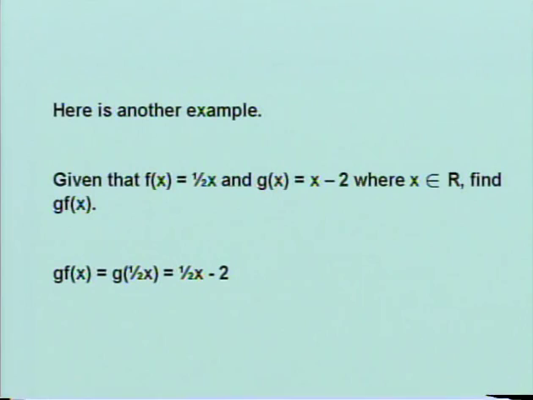Here is another example. Given that f of x is equal to a half x and g of x is equal to x minus 2, where x is in the set of real numbers, which is R, find g f of x. g f of x is equal to g of half x, because f of x is half x. So g of half x is equal to, now whatever is in the bracket we must subtract 2. So g of half x is equal to half x minus 2.